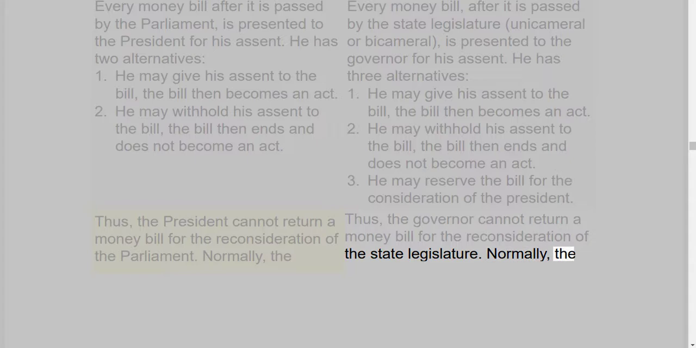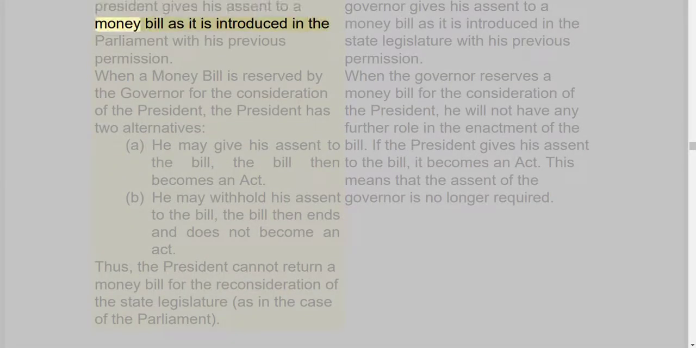Normally, the President gives his assent to a money bill as it is introduced in the Parliament with his previous permission. When a money bill is reserved by the Governor for the consideration of the President, the President has two alternatives. A. He may give his assent to the bill, then it becomes an act. B. He may withhold his assent to the bill, then it ends and does not become an act.